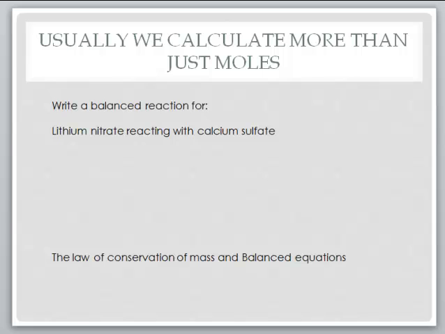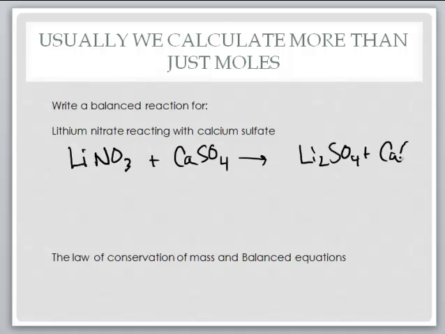And again, I just assume you know how to do this, but as a quick review, let's write the equation for this reaction. We've got lithium nitrate reacting with calcium sulfate, and that is going to form lithium sulfate and calcium nitrate. We're going to go through and balance this. Two nitrates, two lithiums, one calcium, and the sulfates. So that balances. So again, the law of conservation of mass is represented in the balanced equation.